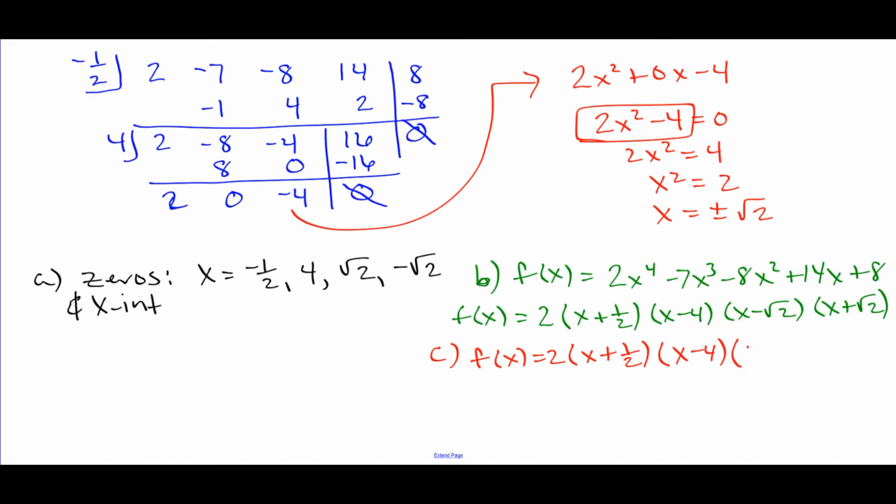So x times x is x squared. My outer and inner terms are going to cancel out, and then I'm going to have minus 2. So that gives me the factorization over rational numbers. Every term in there is a rational value.